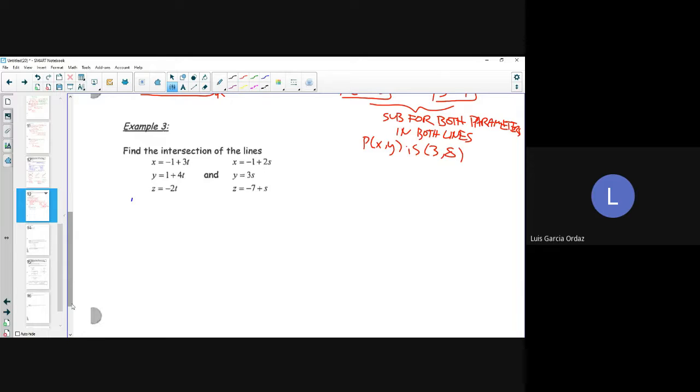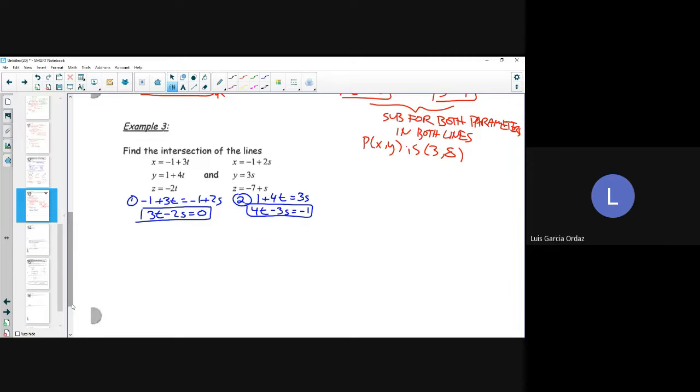So for my first one, I'm going to use my x's. Negative 1 plus 3t is equal to negative 1 plus 2s. And this is going to give me 3t minus 2s is equal to 0. So we have my first equation. My second equation is going to involve my y's. So I get 1 plus 4t is equal to 3s. So 4t minus 3s is equal to negative 1. That is for my y's.